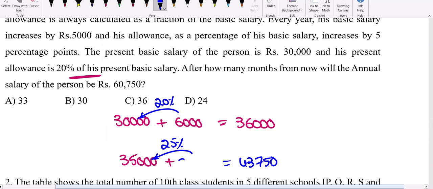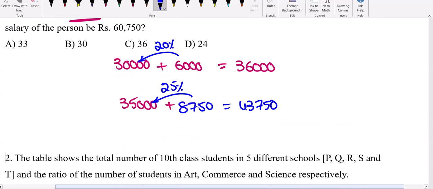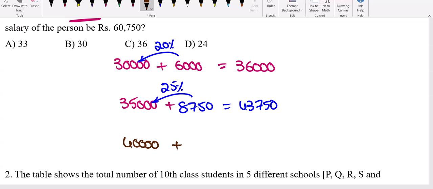43,750. This is 8,750. Next, what will happen next year? It will be 40,000, then 30% of this. Right, so 40,000, 30% of this is nothing but 12,000. We are getting 52,000.